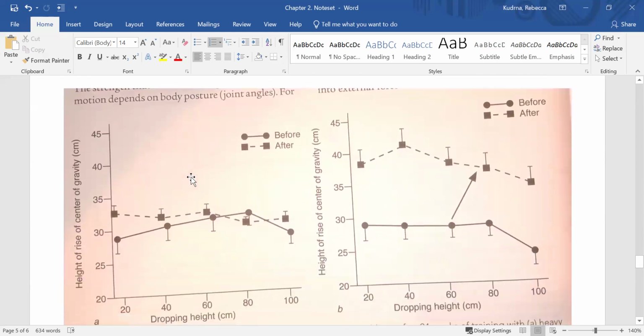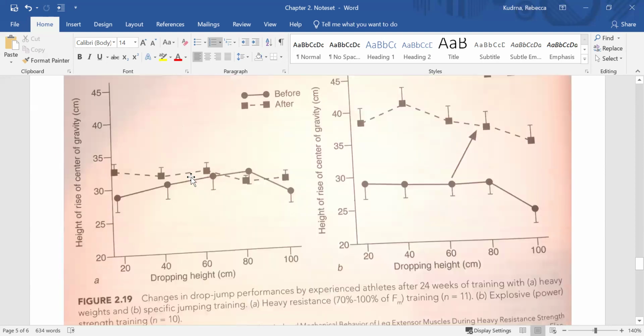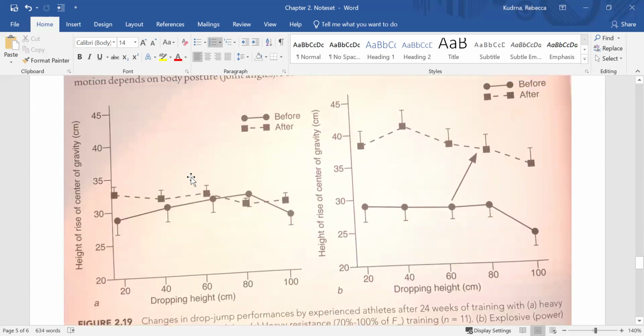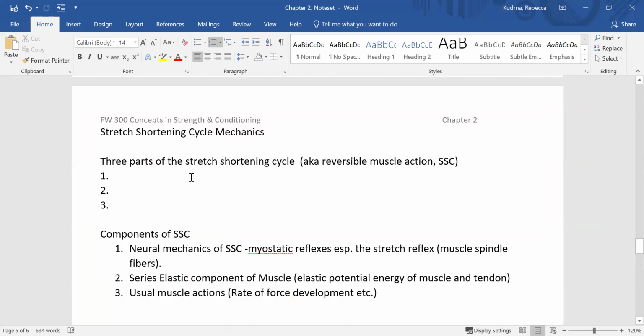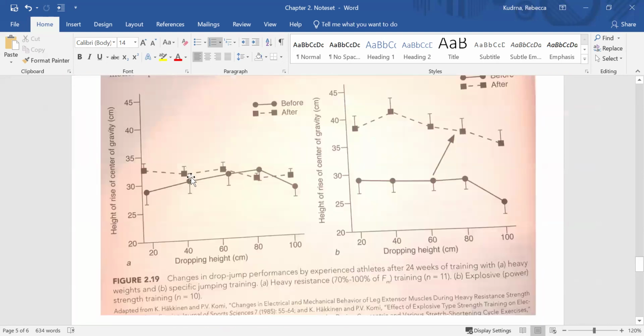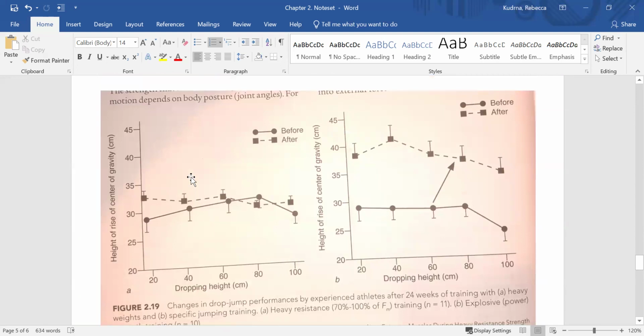All right, the next piece of information, I pulled this out of the book. This is figure 219, and this is a research study that is looking at how do we train the stretch shortening cycle. So in this study, which is from 1985, I always tell you guys that sometimes the best research studies are kind of old because they did really good stuff. And when the question was answered, no one's really redone it any better than this. This was one of the early studies looking at power development in athletes from 1985.